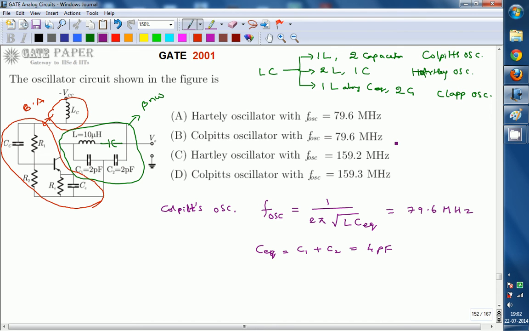So the right answer for this question is B. The circuit given is a Colpitts oscillator and the generating frequency is 79.6 MHz.